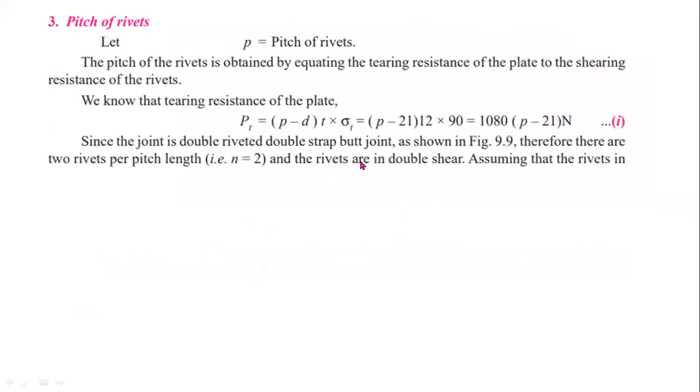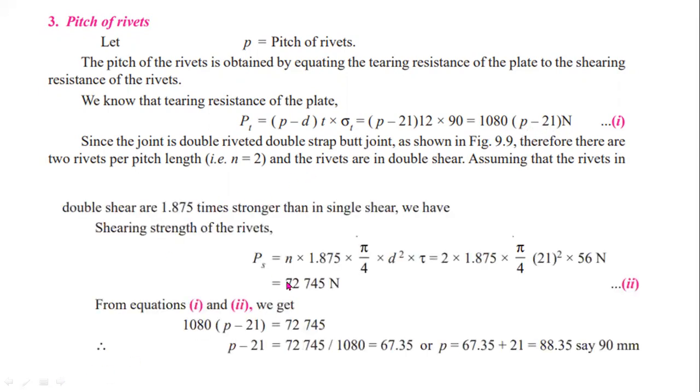In the third step, you have to determine the suitable pitch of the rivets. Already we know that the distance between two successive rivets is called pitch. Okay, here for determining the pitch of the rivets, you have to equate the tearing strength and shearing strength of the rivets. Already we know the formula for tearing strength, Pt equal to (p minus d) into t into sigma t. Okay, so the tearing strength is 1080 into (p minus 21) newtons, and the shearing strength is Ps equal to n into 1.875 into pi by 4 into d squared into tau.